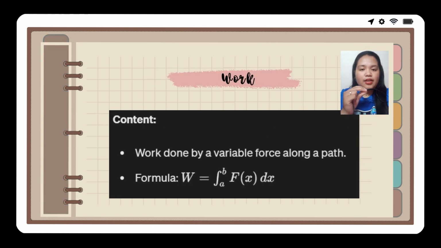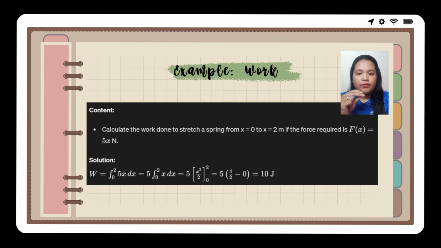Next, let's discuss the concept of work in calculus. Work is defined as the integral of a force function over a distance. The formula is W equals the integral from a to b of f of x dx, where f of x is the force applied at point x. Let's solve a problem involving work.